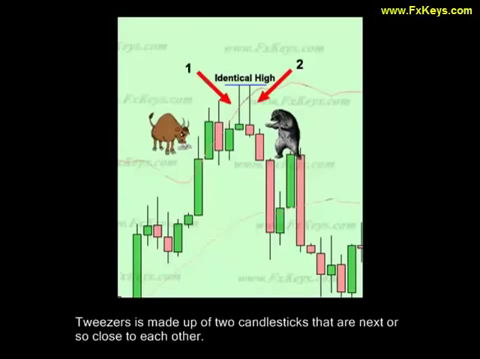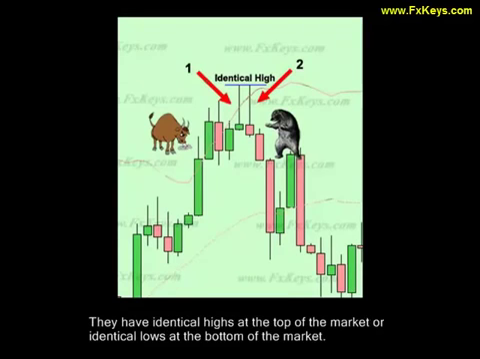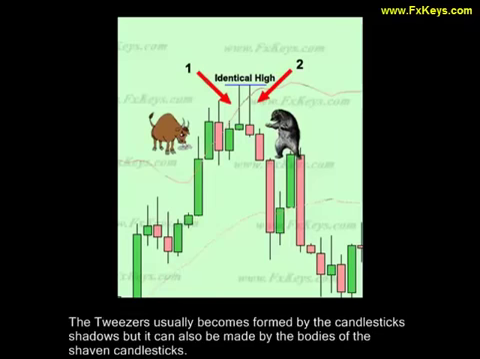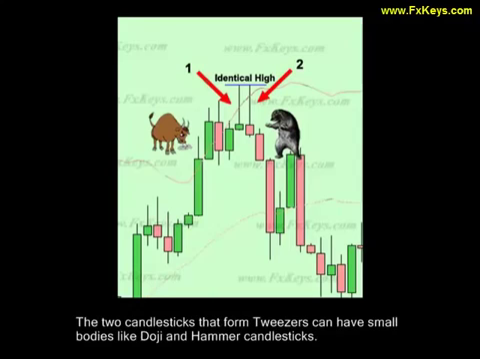Tweezers. Tweezers is made up of two candlesticks that are next or so close to each other. They have identical highs at the top of the market, or identical lows at the bottom of the market. The tweezers usually becomes formed by the candlestick shadows, but it can also be made by the bodies of the shaven candlesticks. The two candlesticks that form tweezers can have small bodies, like doji and hammer candlesticks.